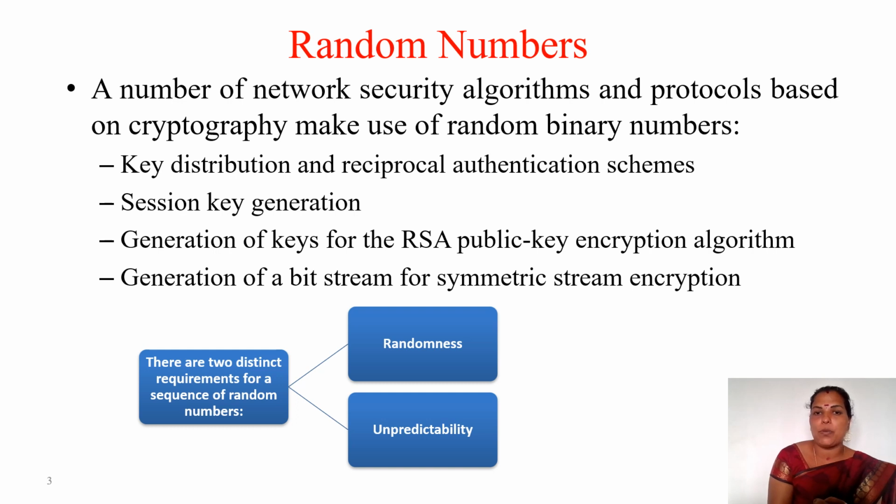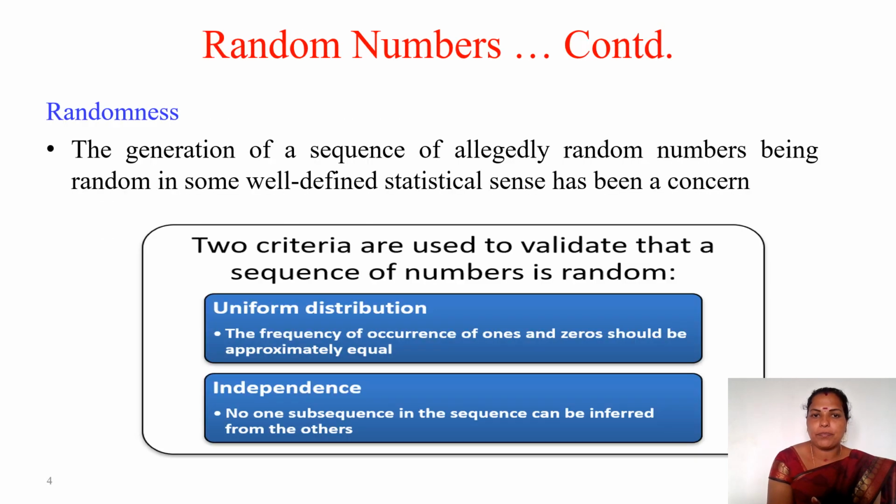Then there is generation of keys for the RSA public key encryption algorithm, and generation of a bit stream for symmetric stream encryption. So wherever a key is used, in all those places we need a random number. The random numbers play a vital role in cryptographic techniques, so we are studying the random number generation process. There are two distinct requirements for a sequence of random numbers: one is the randomness property and another is the unpredictability property. Let us see them one by one.